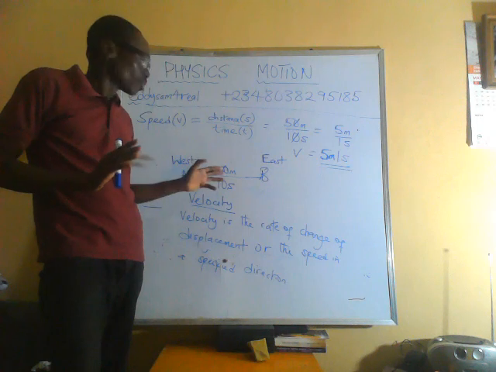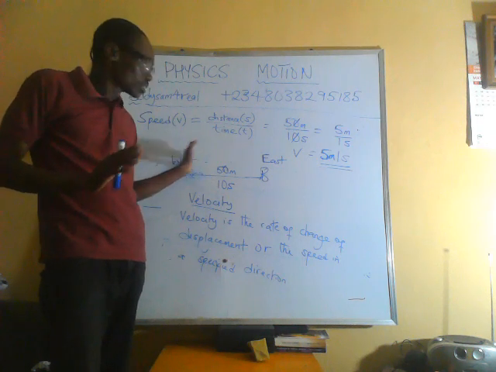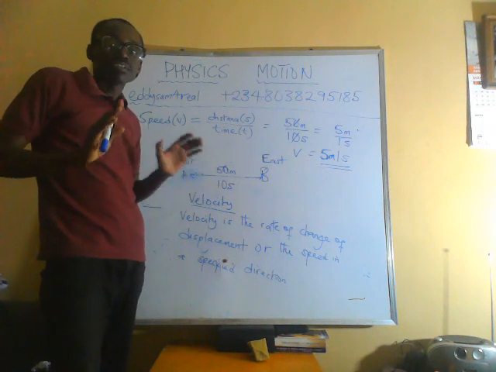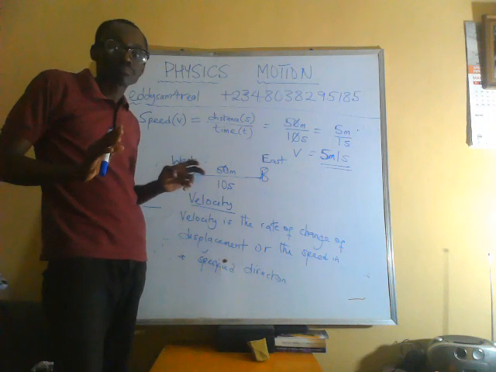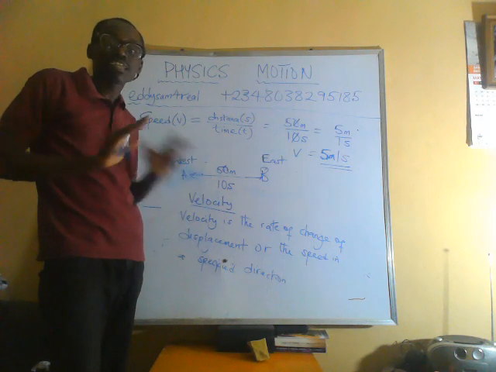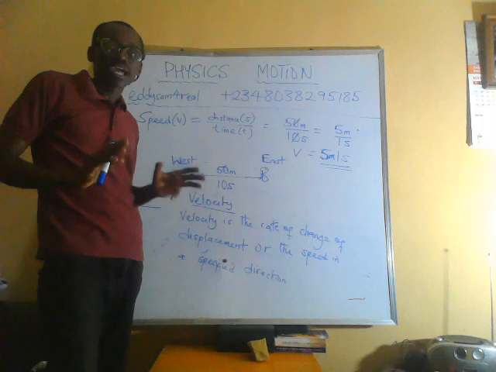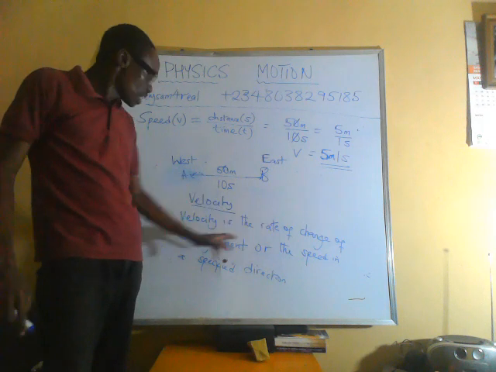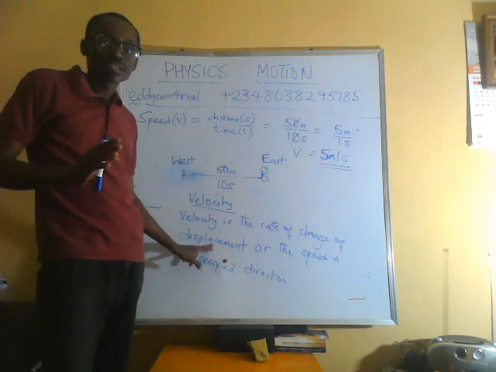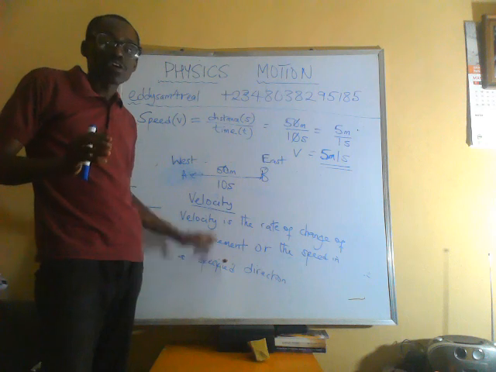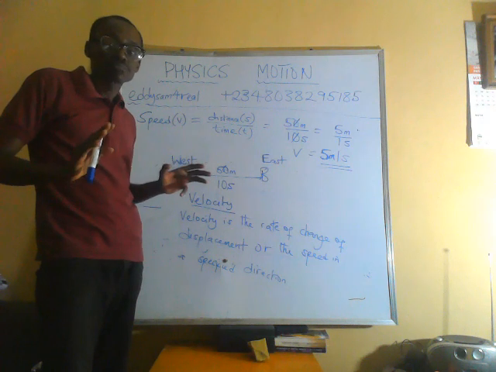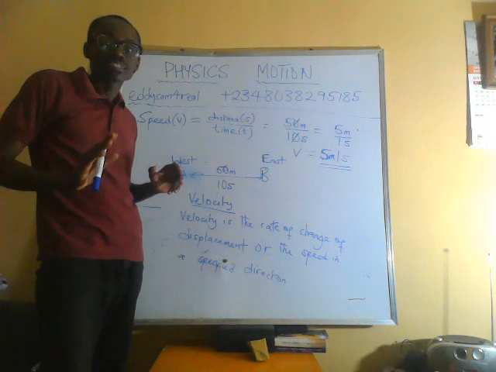So right now I ran from the west towards the east. That is my direction, at a speed of 5 meters per second. So what I have now is velocity because I've stated the speed and I've stated the direction as well. So like I said, velocity is the rate of change of displacement with time, or the rate of change of distance with time in a specified direction, or the speed in a specified direction. So that is just that.